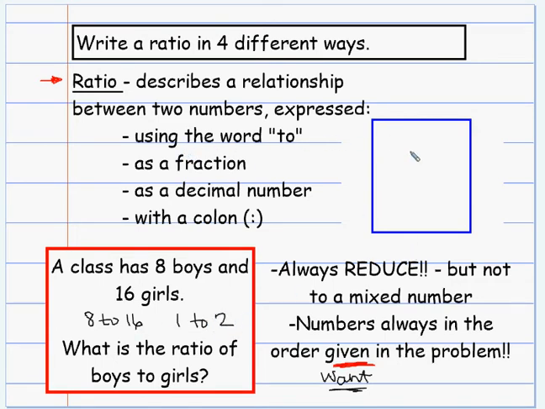Now I'm going to change this box up here, and we're going to see how this looks using the word "to," as a fraction, as a decimal number, and with a colon. So these are all acceptable ways to write a ratio. What you want to do is start using ratios as fractions, because that's how we're going to use them the most. So if you can get in the habit of using fractions, that would be great. Just remember to always reduce, but never to a mixed number. Improper fractions are okay with ratios.